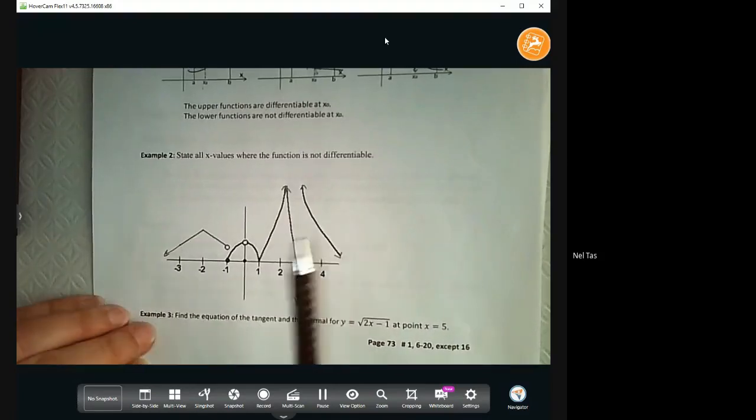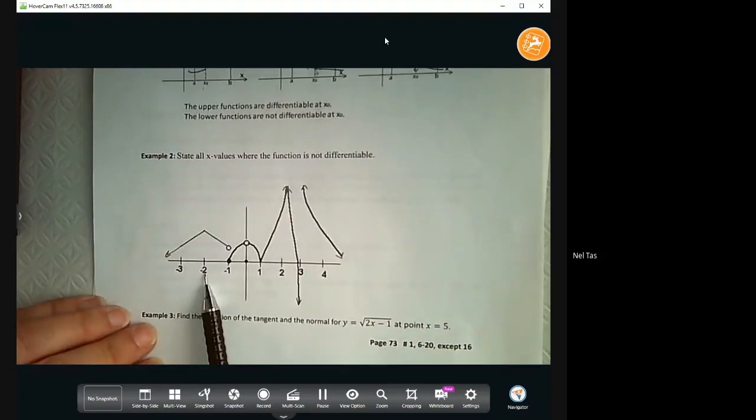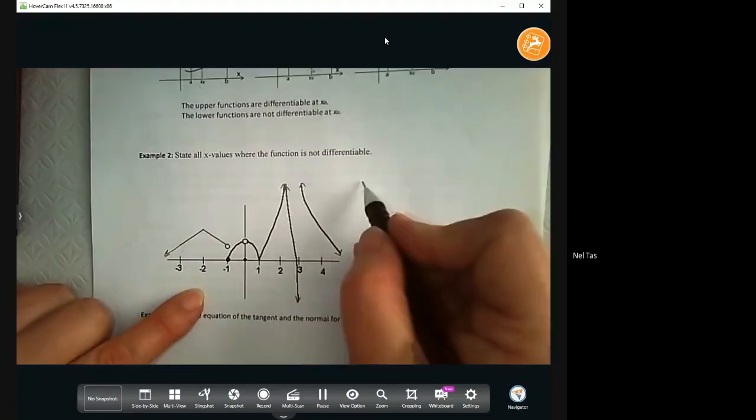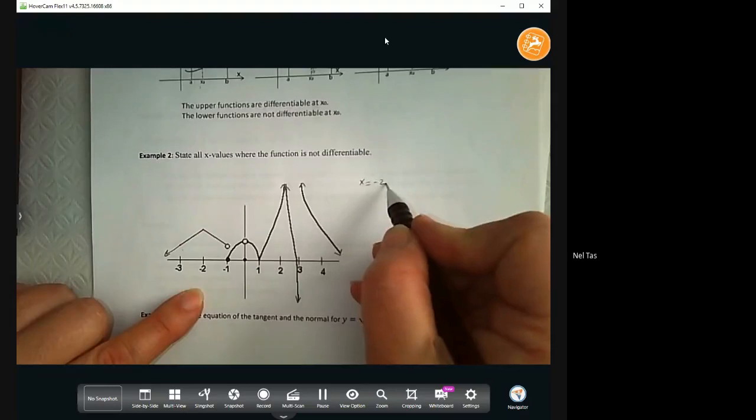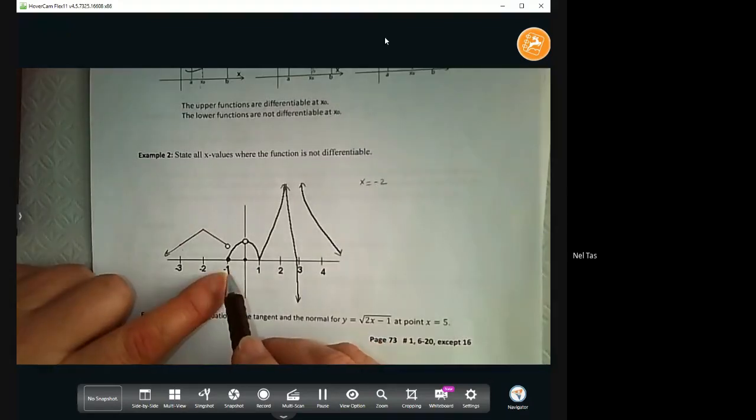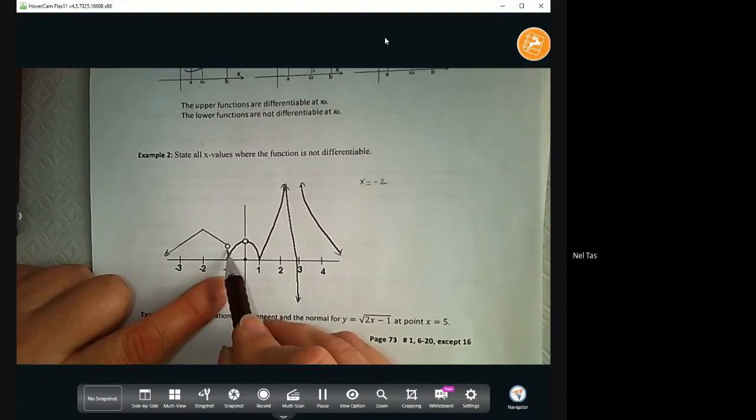Okay, so when we go from left to right, we look at -2 first. At -2, we see a sharp corner, a cusp. Therefore, the function is not differentiable at -2 because there is a cusp. Look at -1. It's not differentiable because there's a discontinuity.